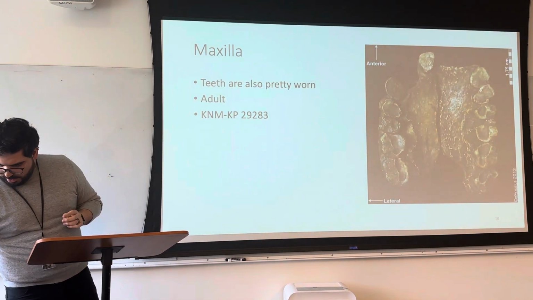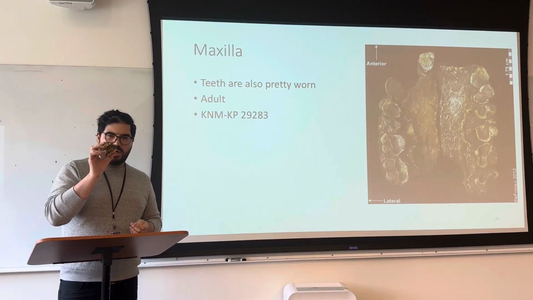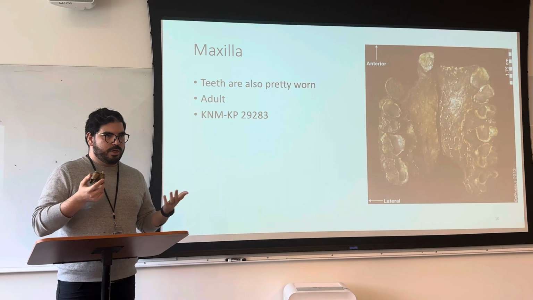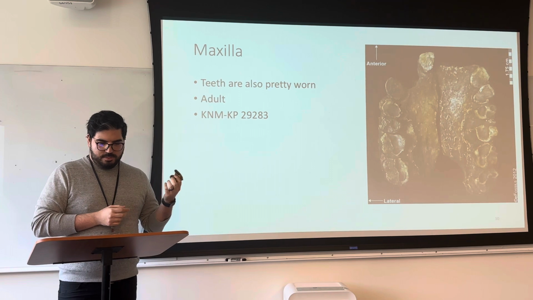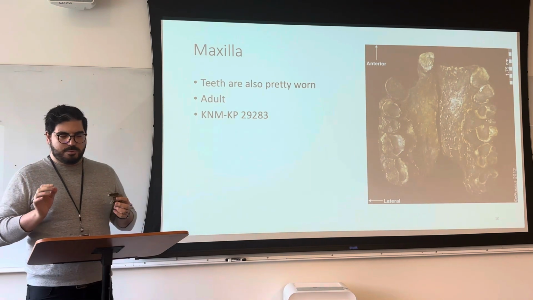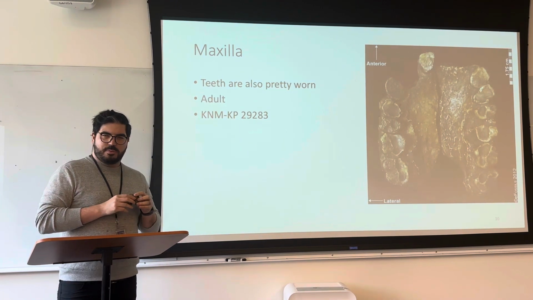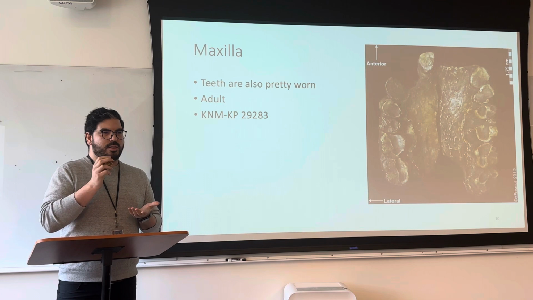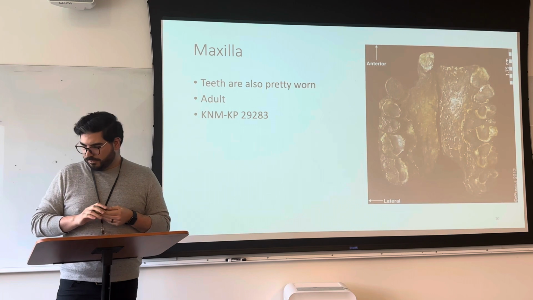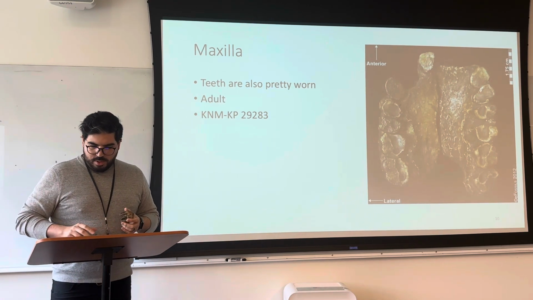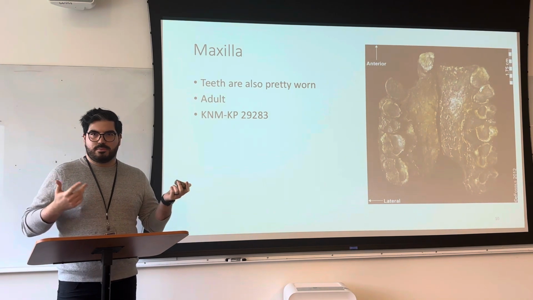Okay, and I have a maxilla here as well. So the teeth are also pretty worn, also adult, indicated by the wear of the teeth in the enamel. This is KNM-KP 29283. I just want to emphasize that just because the numbers are very similar doesn't mean that this is an associated one. This is not the matching set, as far as we know, to the mandible. So yeah, the enamel is the same thing, thick, teeth are worn, and M3 is present as well.